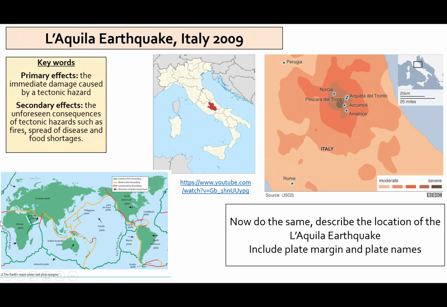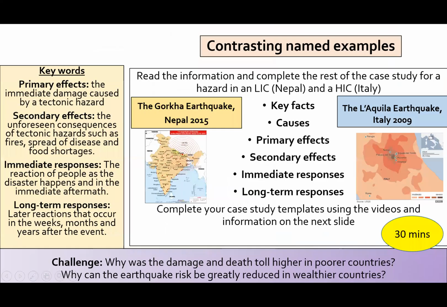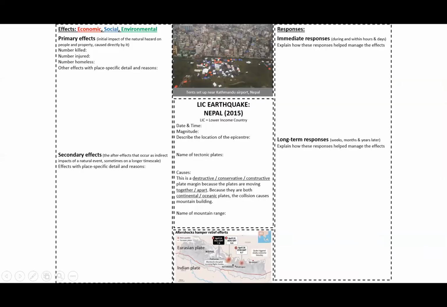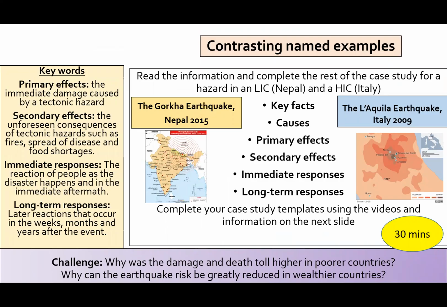So you're going to do the same process. You're going to fill in this template, you print it, you can draw your own for the Italy earthquake. So key facts in the middle, primary effects, secondary effects, immediate responses, long-term responses. So the information you need, you can use the videos, which I'll put links for on Show My Homework, or you could use these bits of information, which I will also put on Show My Homework. And you should spend about half an hour, so 30 minutes, going through and filling in those two templates.